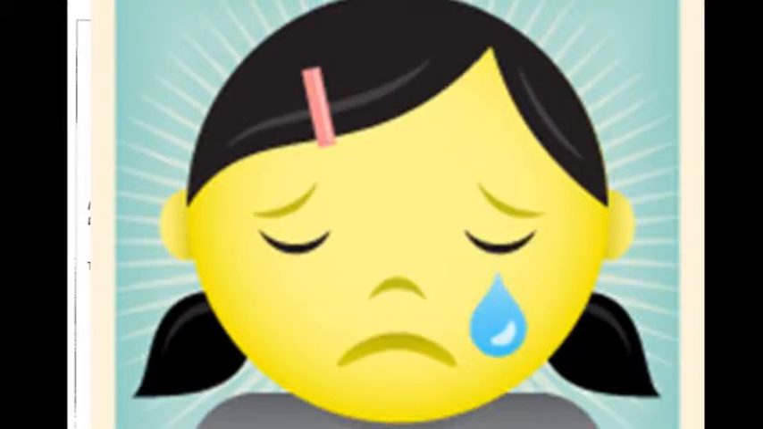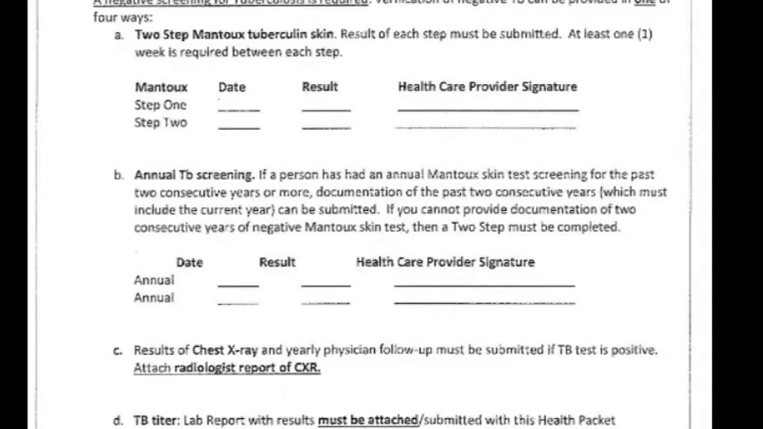Boo-hoo. Now B. If you can provide 2 consecutive years of negative documentation of TB testing, one must be the current year, then okay, you're done for now. Or C. If you ever tested positive with a bump, then a yearly X-ray is needed. You never need to get the arm test done again. It will always be positive.